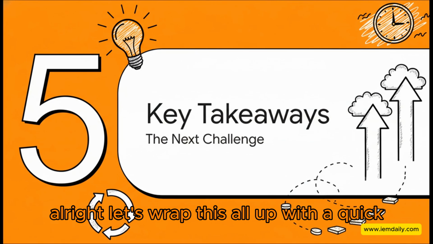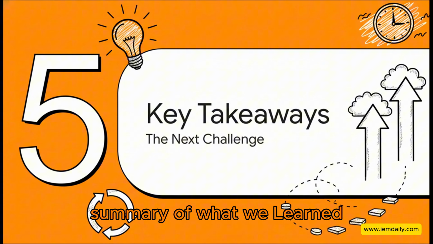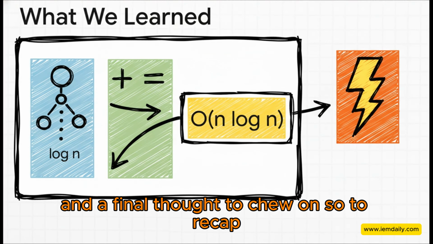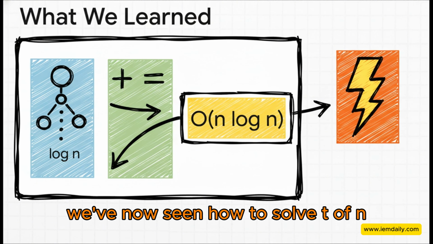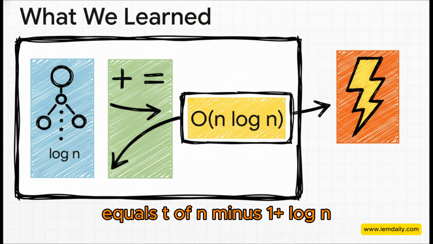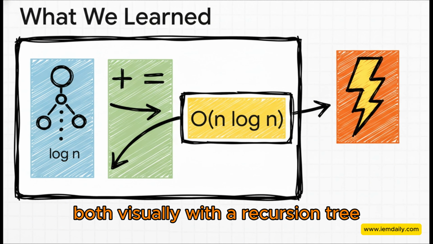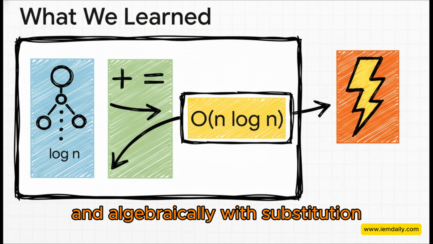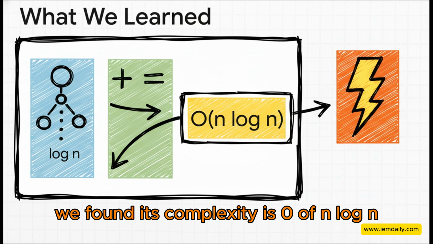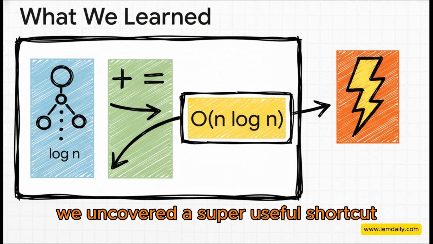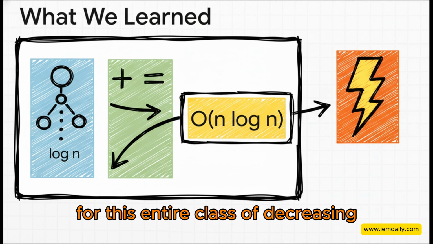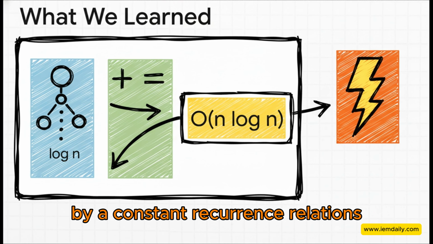All right, let's wrap this all up with a quick summary of what we learned and a final thought to chew on. So to recap, we've now seen how to solve t of n equals t of n minus 1 plus log n, both visually with the recursion tree and algebraically with substitution. We found its complexity is O of n log n. And most importantly, we uncovered a super useful shortcut for this entire class of decreasing by a constant recurrence relations.